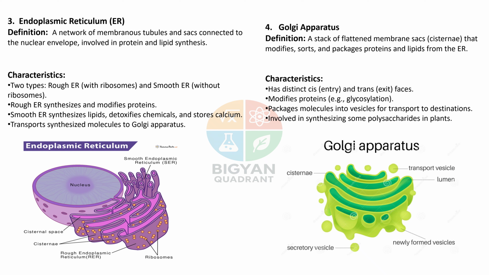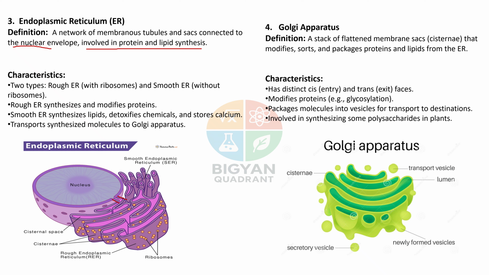Now the endoplasmic reticulum, or ER, is a network of membranous tubules or sacs that connect to the nuclear envelope and is involved in protein and lipid synthesis. So basically, the endoplasmic reticulum is connected to the nuclear envelope. In this figure, it is connected here. It is connected to the nuclear envelope, and it is involved in protein and lipid synthesis.